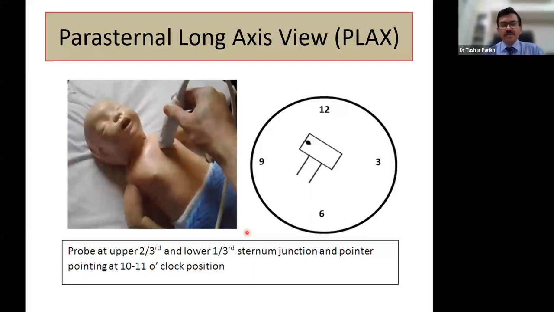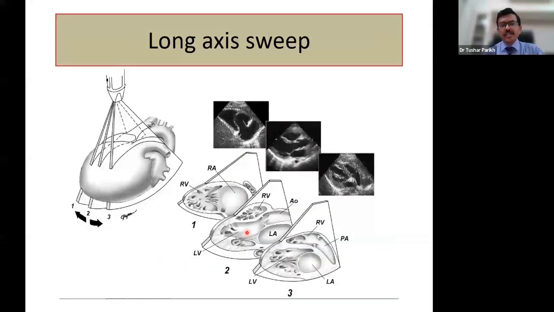Now, sometimes you are unable to get a good view in the apical 4-chamber view, and therefore one can also do this same tricuspid regurgitation assessment by the parasternal long axis view. For the parasternal long axis view, you use an ultrasound probe, put it in the lower parasternal area with the orientation marker towards 10 to 11 o'clock. That is the long axis of the heart, and you will get images like this.